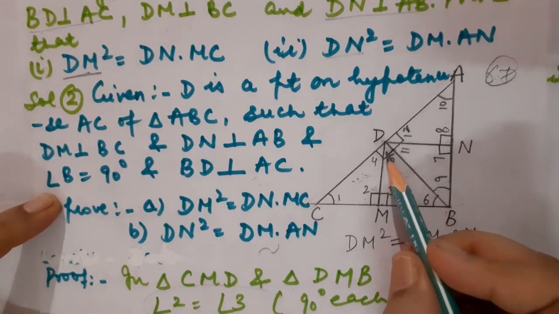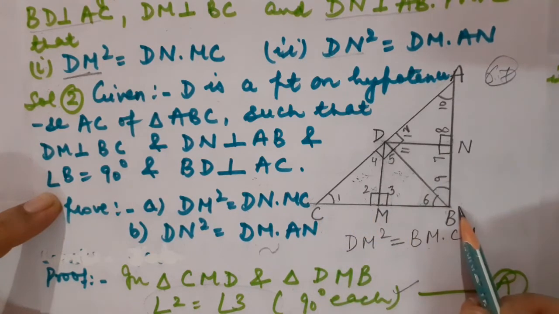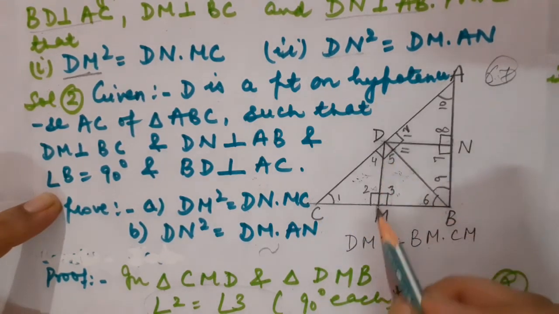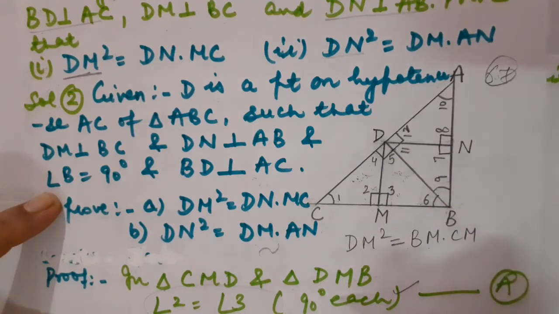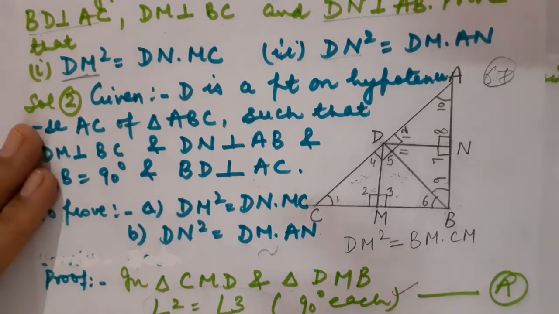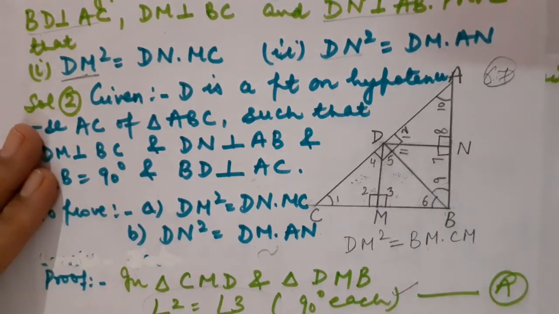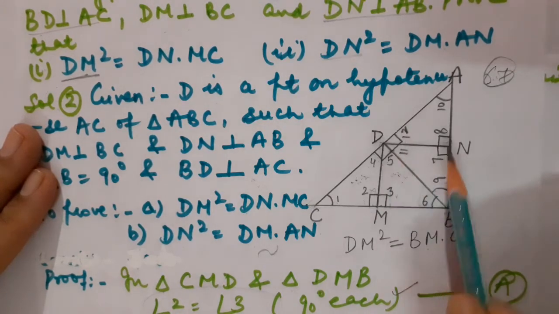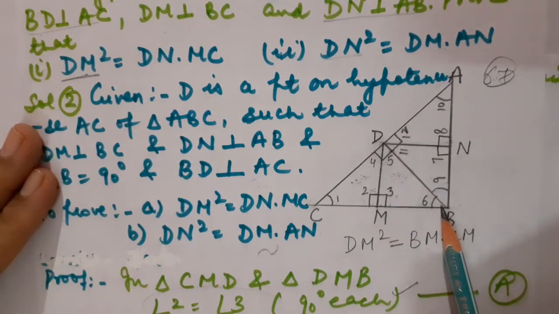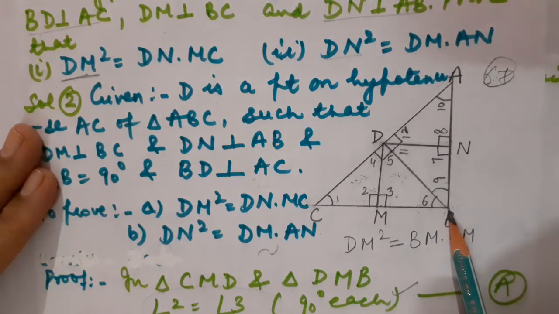Here, you know that DN is parallel to BC. And DM is parallel to AB. Correct? So can I say that DN is parallel to MB as well as DM is parallel to NB as well? Correct? And DN and MB both are parallel. Here also DM and NB both are parallel.